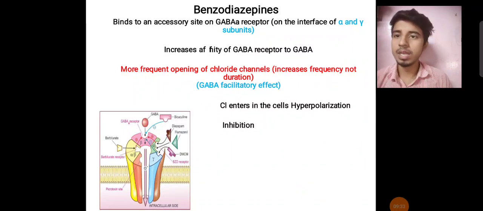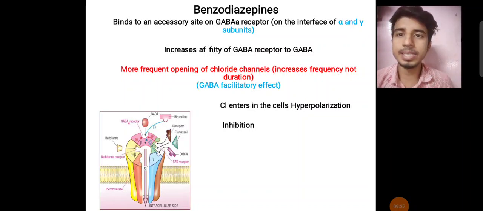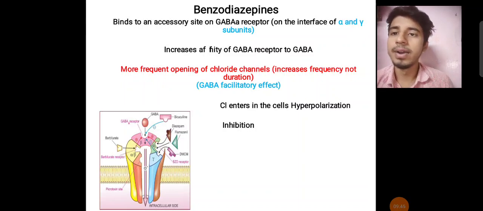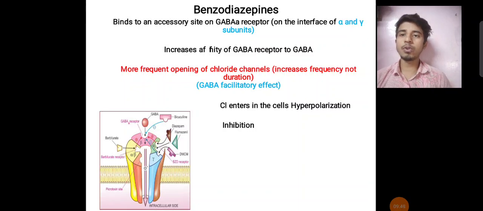Normally, benzodiazepines bind to an accessory site on GABA receptors, which is between alpha and gamma. In barbiturates we see alpha and beta, and here we see alpha and gamma, which increases the affinity of the GABA receptor to GABA, causing more frequent opening of the chloride channel, increasing the frequency, not the duration.